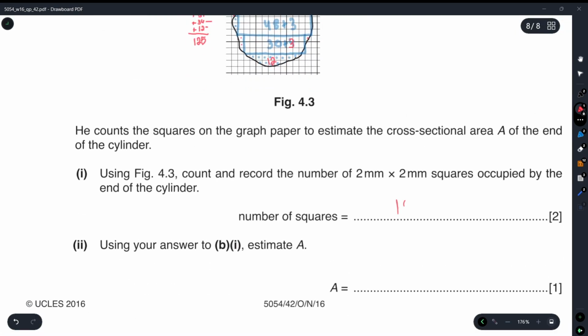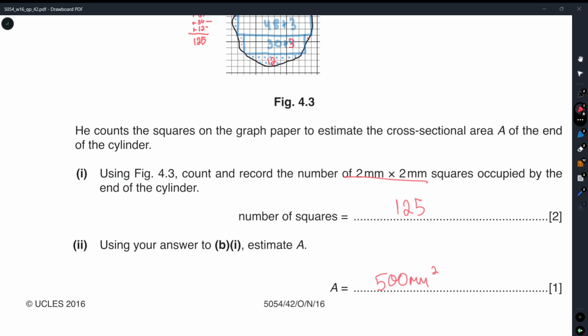So the number of squares I'm gonna get is 125 using our answer in A estimate. So because it's a 2 by 2 square, each square has an area of 4. So 4 times 125 is going to be exactly 500 millimeters squared. ठीक है, again unit is important, millimeter squared लिखना ज़रूरी है.